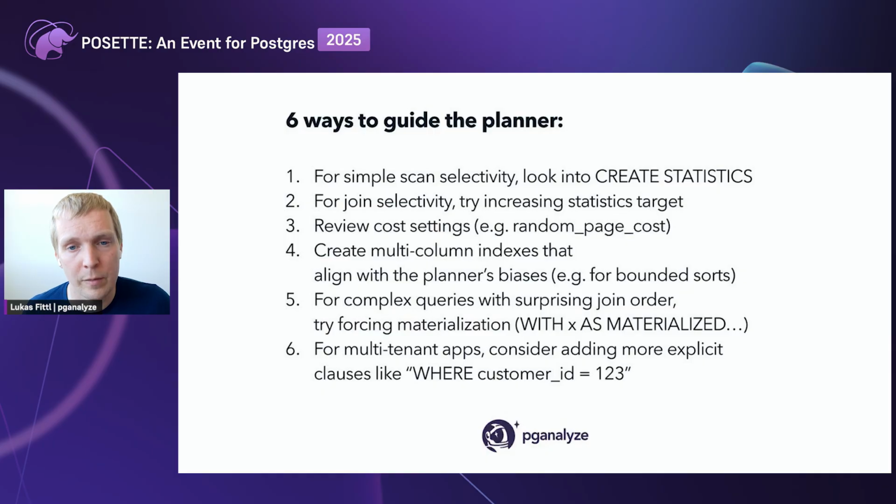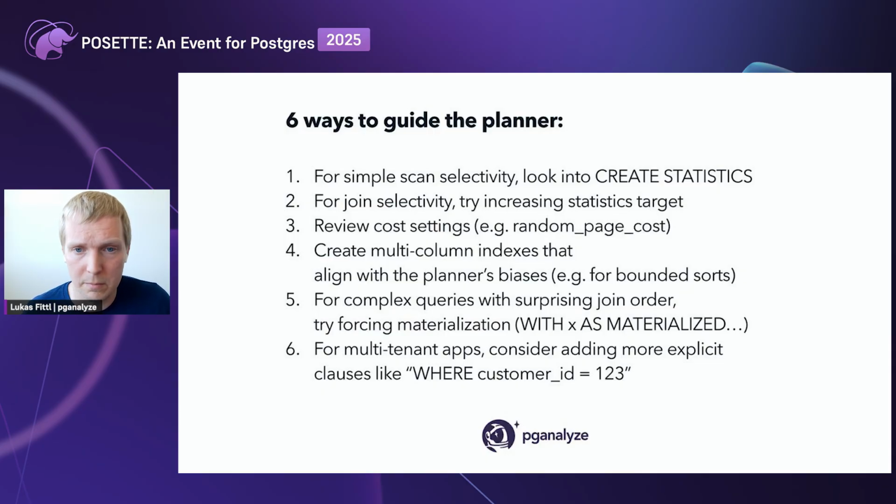If you have join selectivity problems, increase your statistics target to increase the number of most common values to help the join improve selectivity. Sometimes with join selectivity, you can also force materialization, which is another technique I sometimes like to use. Reviewing cost settings can help, right?